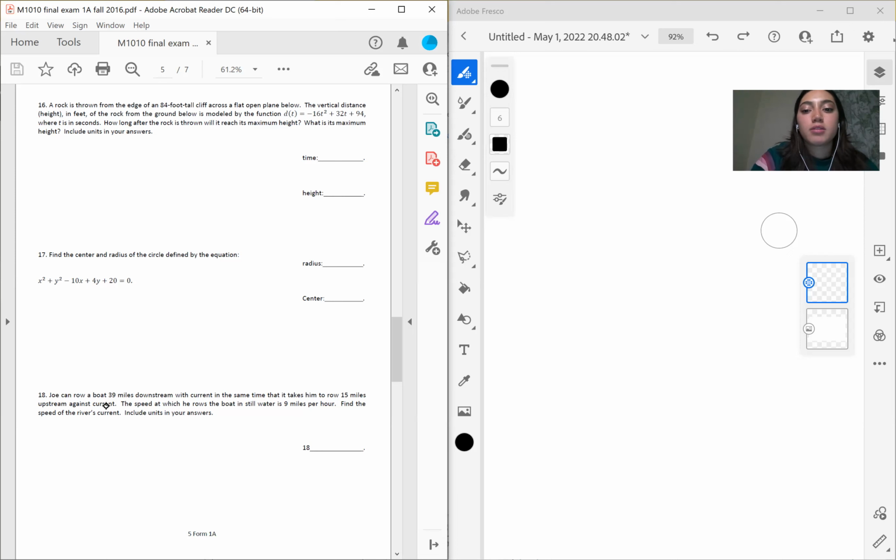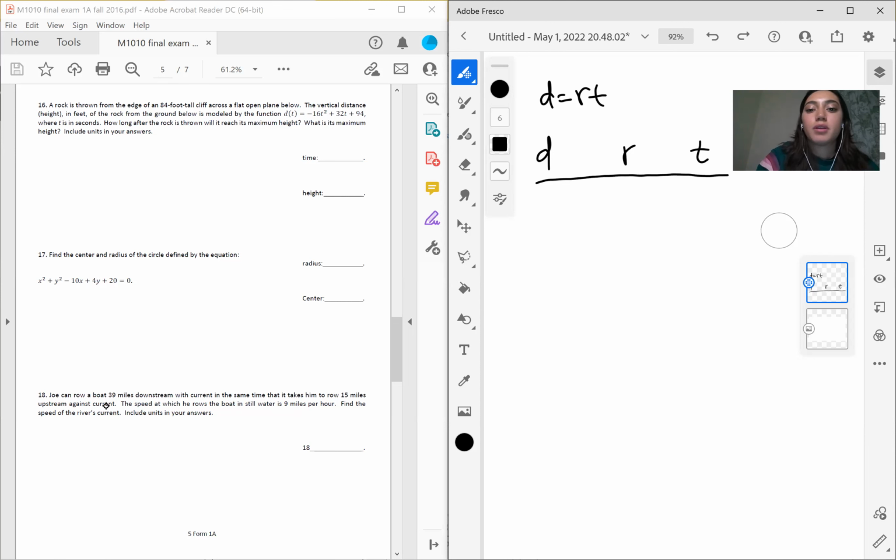Okay, so that uses the formula distance equals rate times time. So let's make a little chart here. And we'll put upstream and downstream. So upstream, he can row 15 miles, and that is against the current. So that would be his speed of 9 miles per hour. Since he's going against it, you're going to subtract the rate of the current. And then t, we don't know t.